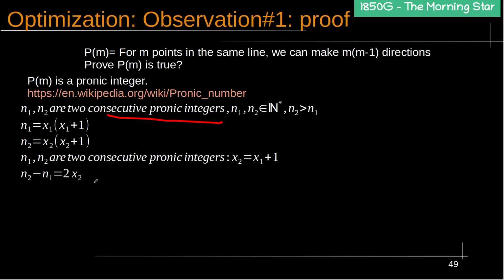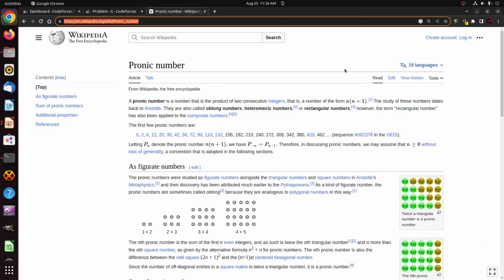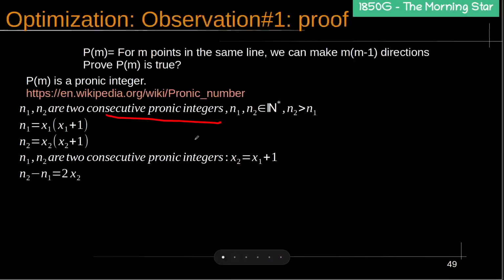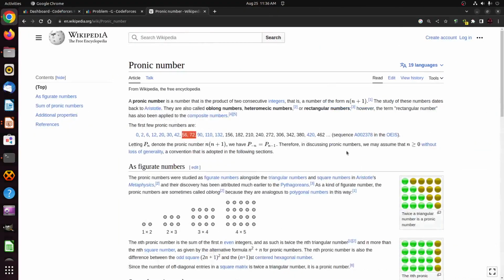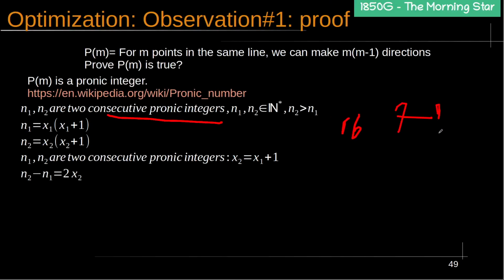Let's come back here and take two consecutive Pronic integers, for example, these two numbers: 56 and 72. 56 is equal to, I think, 7 times 8. I forget this.